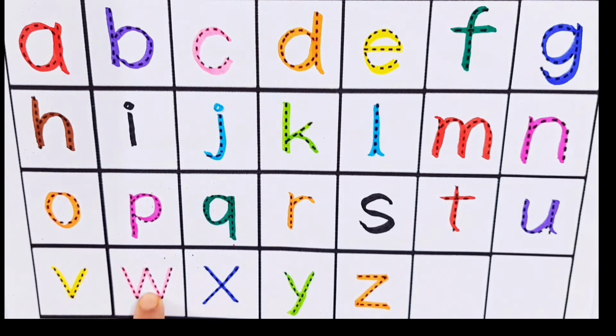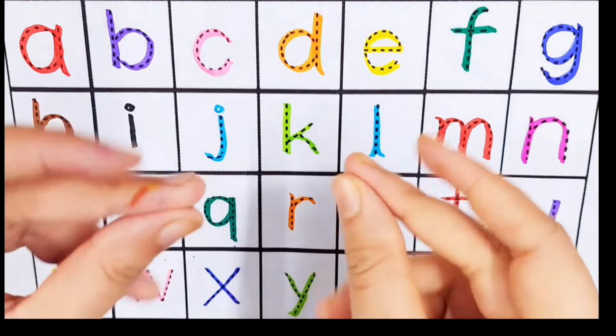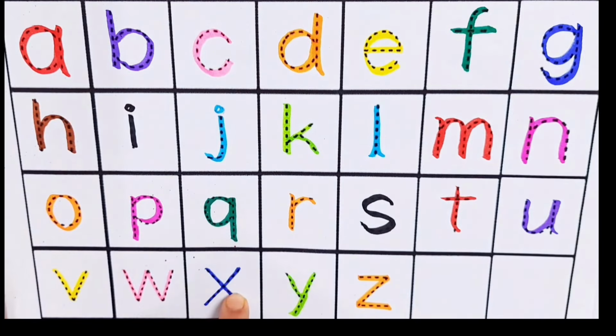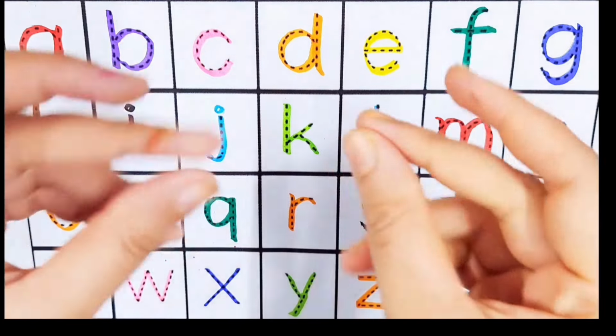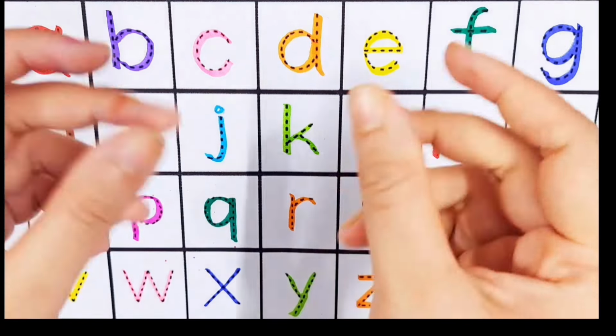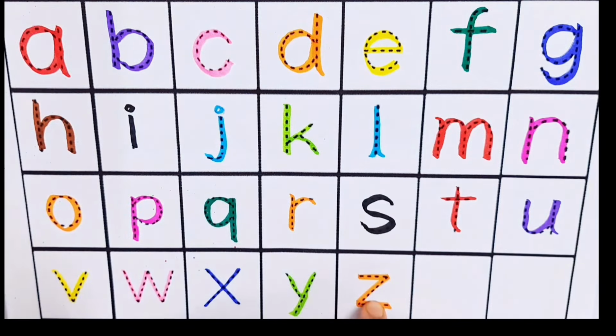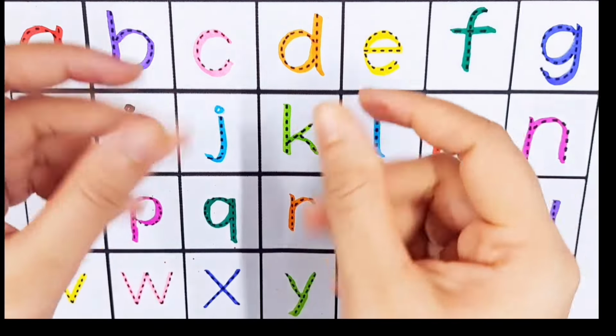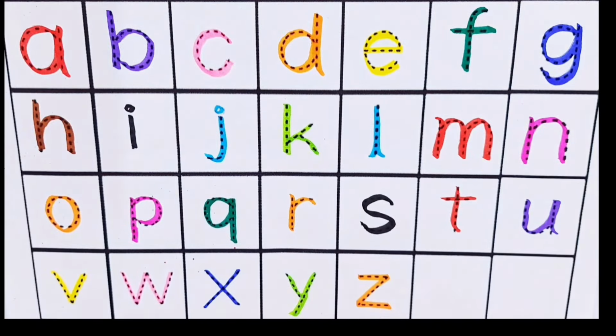violin. W for watch, watch. X for xylophone, xylophone. Y for yak, yak. Z for zebra, zebra.